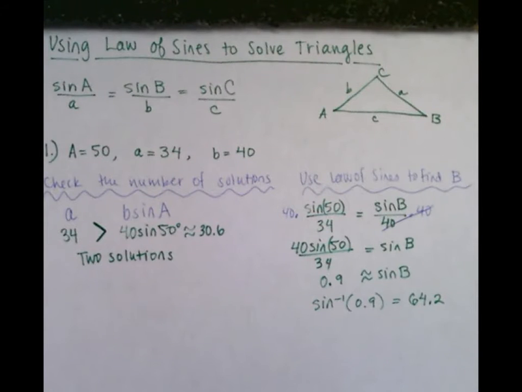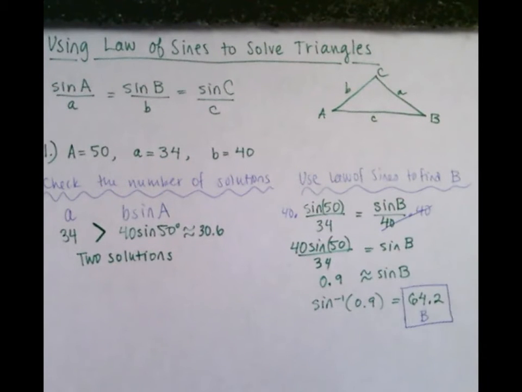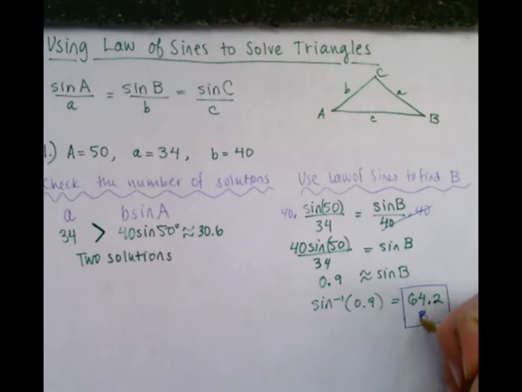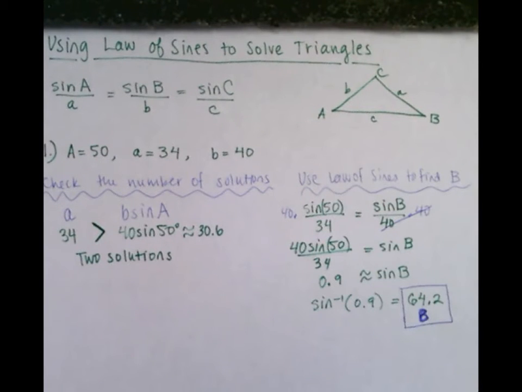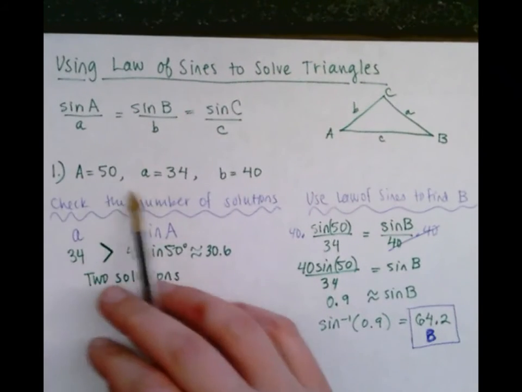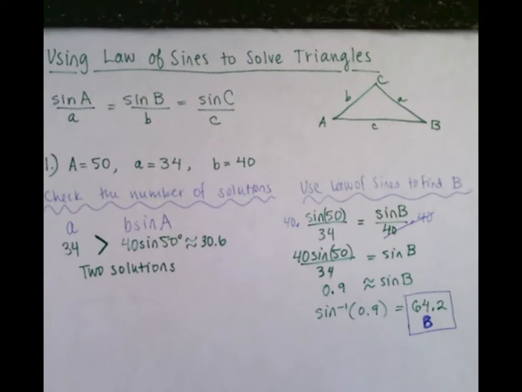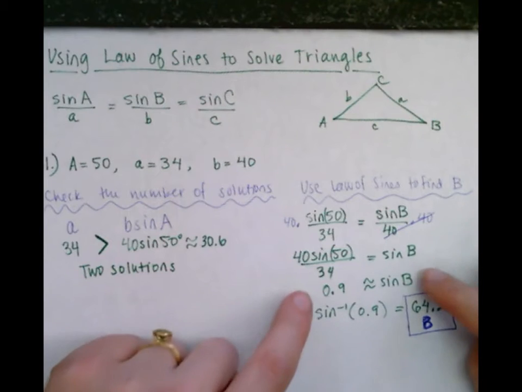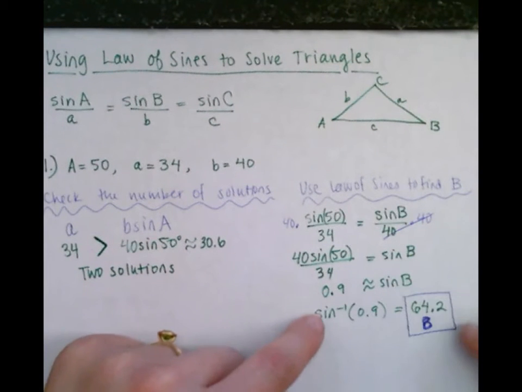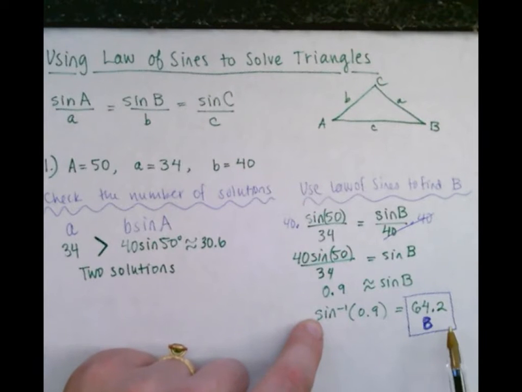So now I know that B, that is big B, sorry, big B is 64.2. So now I have big A, big B, little b. I don't have anything about C yet. One thing I want to quickly point out here is that we just got a sine value of 0.9, and then we used the calculator to spit out what the angle is that has a sine value of 0.9.